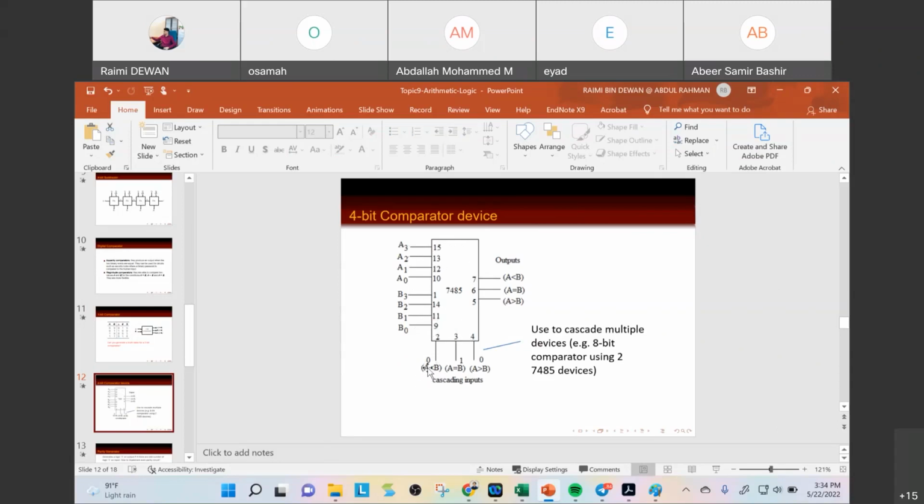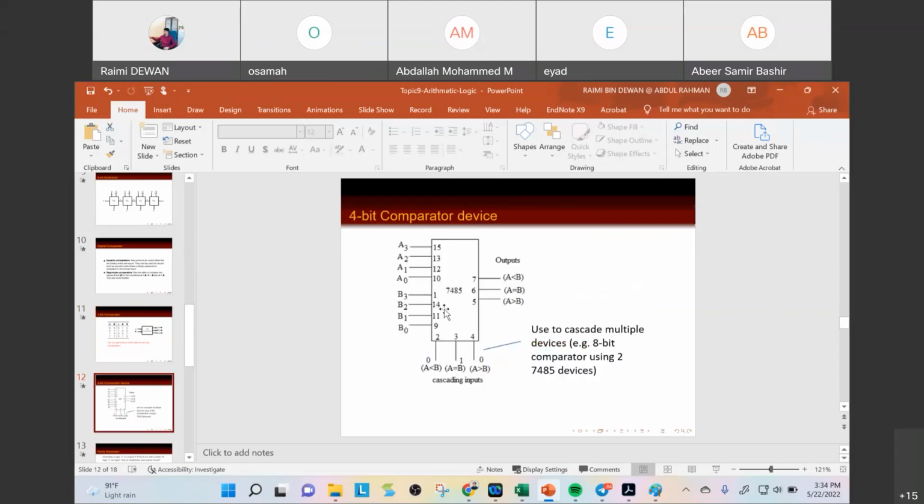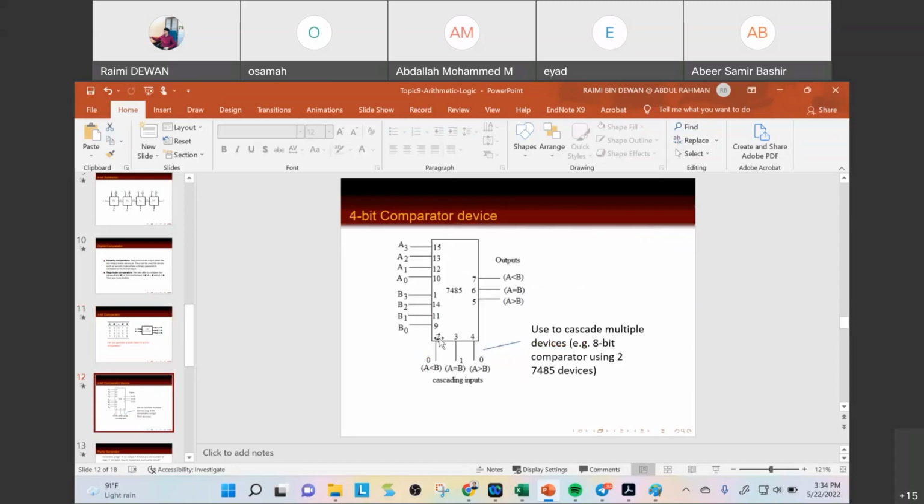Okay, so if we want to compare, they didn't put the number ke? Wait, A less than B, A equal B, 1. Okay, because it didn't show the truth table, what you can do before you go to this is make a truth table of 4 lah.